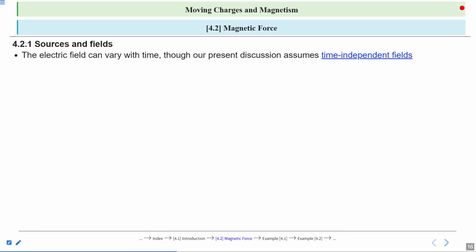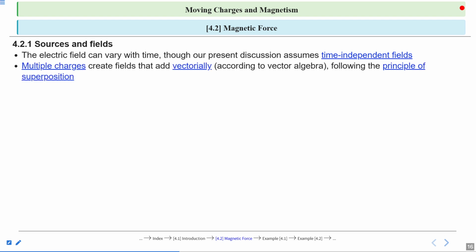So the electric field can vary with time, though our present discussion assumes time independent fields. The electric field can vary with time also, but in this chapter we are discussing only time independent fields, which are not dependent on time, but it can vary with time.